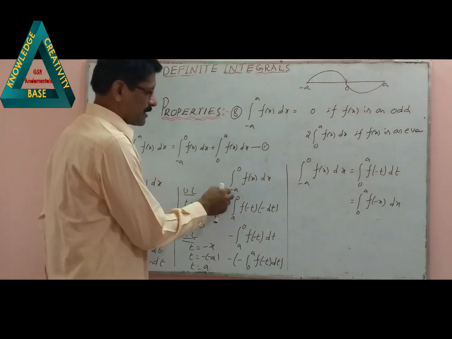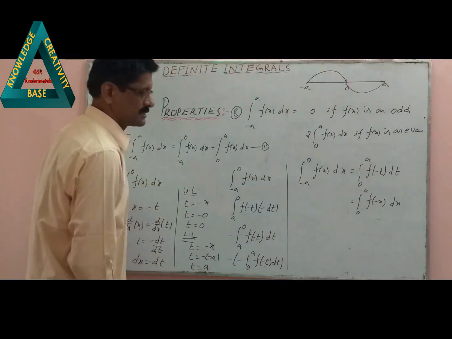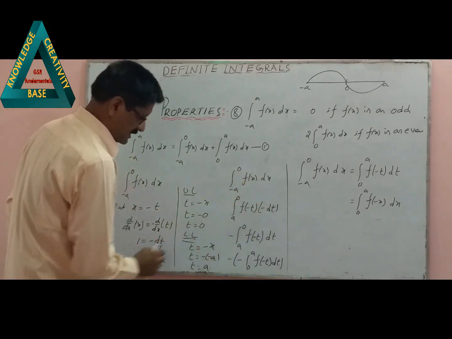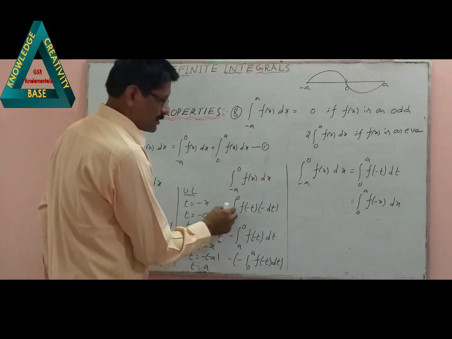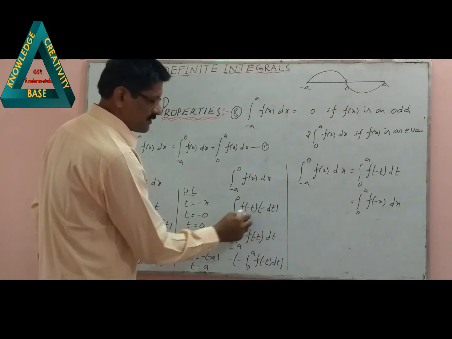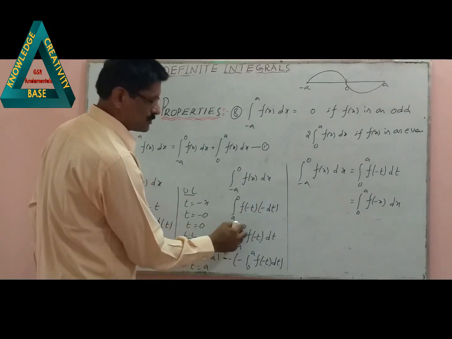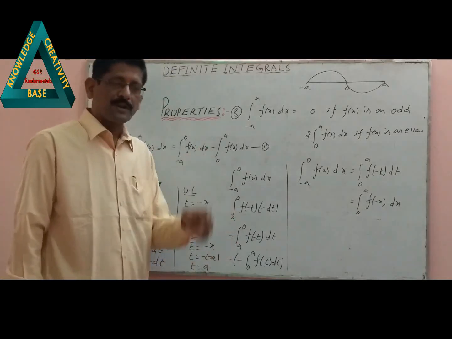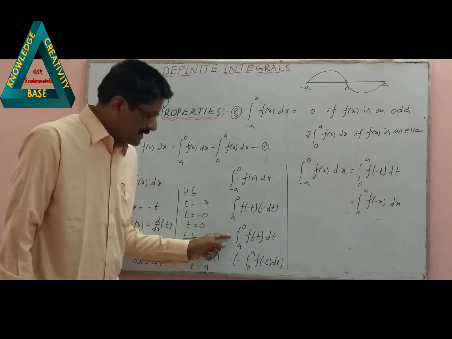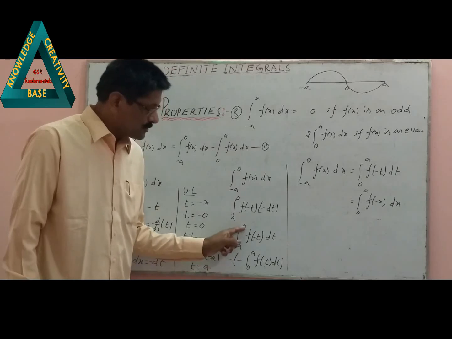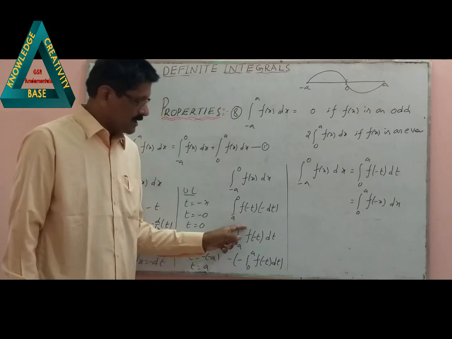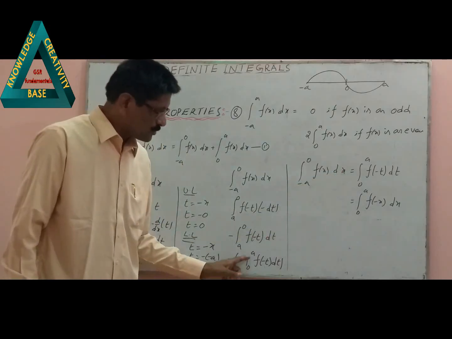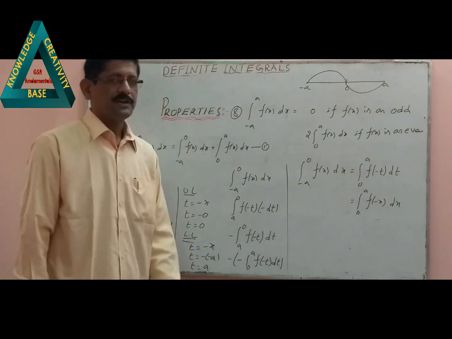What is the problem? Integral minus a to 0 f of x dx. Here f of x is f of minus t. What is dx? Minus dt. Here limits a to 0. This minus is right in front of integration. Minus integral a to 0 f of minus t dt. Limits are interchanged by using property number 2. In minus integral a to 0, this can be written as 0 to a, right in front of minus. Minus into minus is plus. Integral 0 to a f of minus t dt.